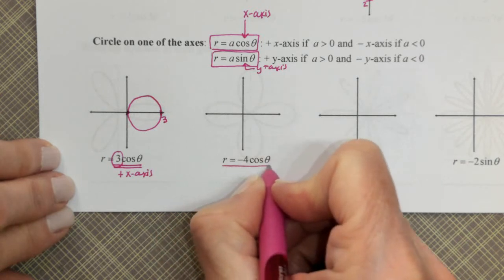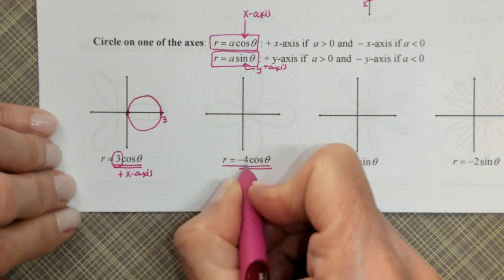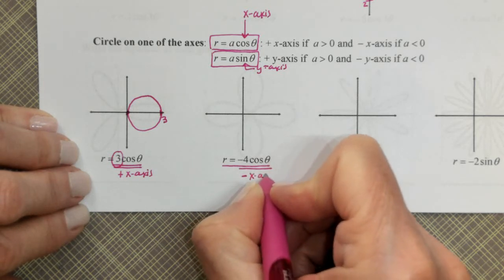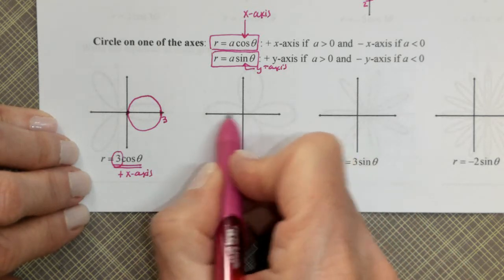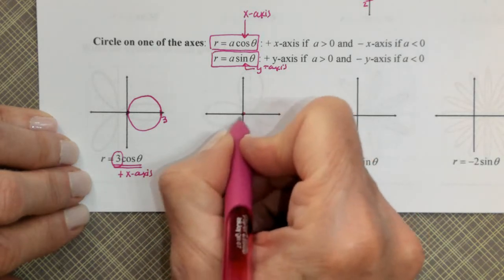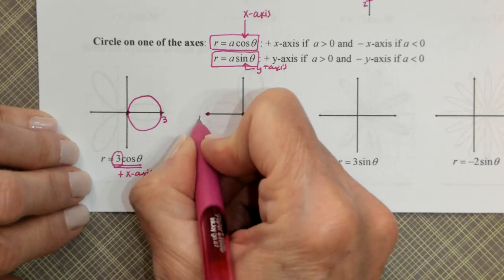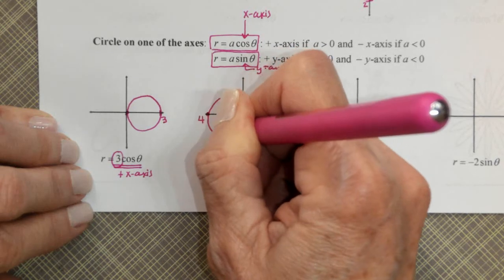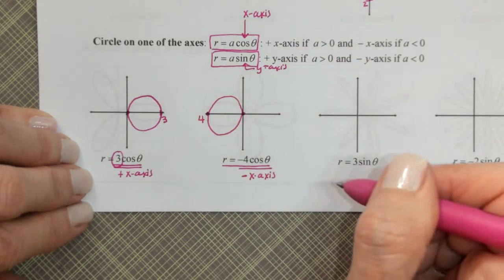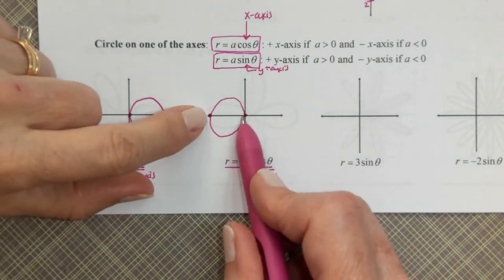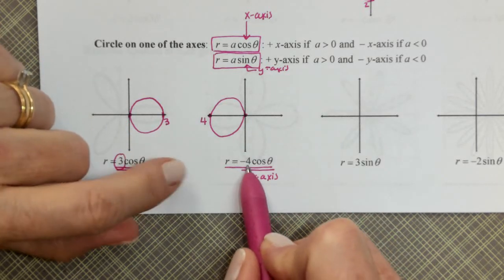r is equal to -4 cosine theta. So -4 cosine theta, I know I'm on the negative x-axis, and I'm going to go out 4 units. So I have a point there, and I have a point here that is at 4, and then I draw my circle like that. So it looks a little egg-shaped, but that's okay. So it's a circle of diameter 4. Okay?